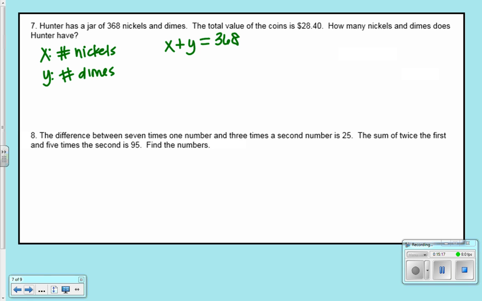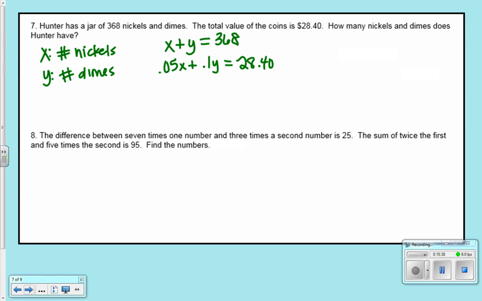Then they give you the value. So a nickel is worth 5 cents, and a dime is worth 10 cents. And that should all together equal 28.40. Okay, so again, I have the opportunity here to do elimination or substitution. I think I'm actually going to do elimination here because they're already set up for standard form.